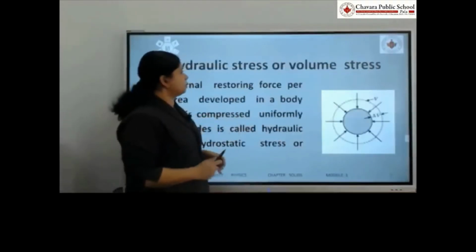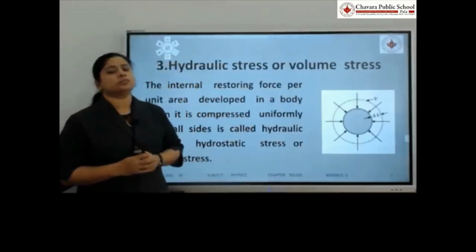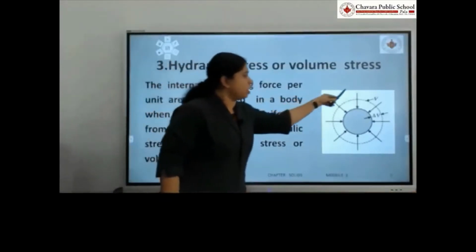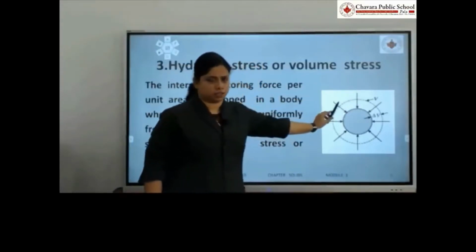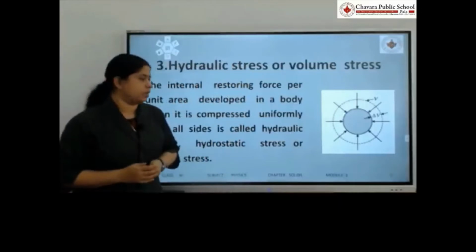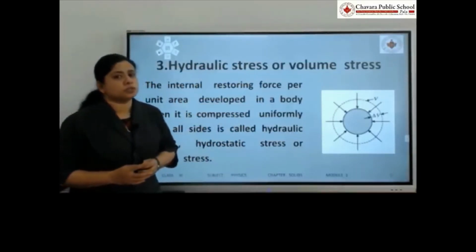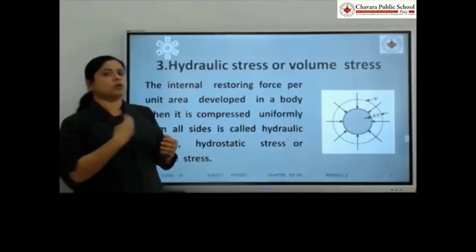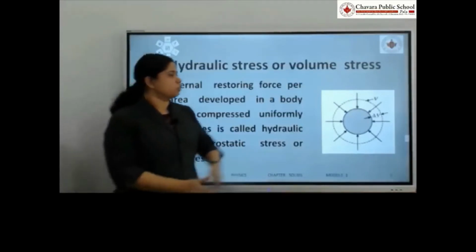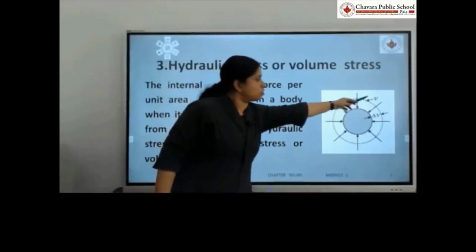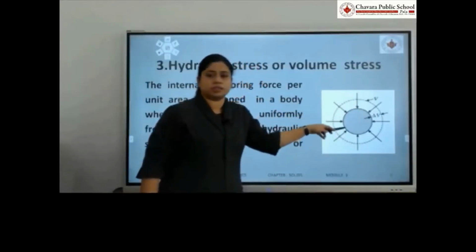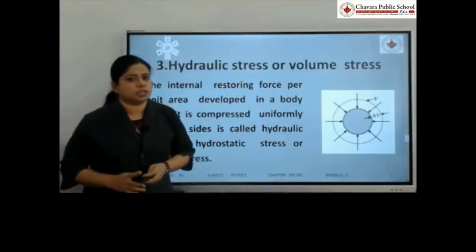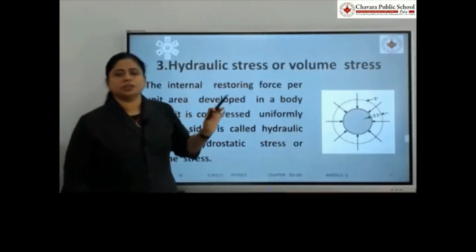And the third one is hydraulic or volume stress. In hydraulic or volume stress, we apply force equally from all directions. If we apply force equally from all directions, then the internal force developed per unit area is called volume stress. By the application of force equally from all directions, its volume changes. It is a change in volume, delta V, original volume V. By the application of force from all directions, the change in volume takes place. In this case, the internal force developed per unit area is called hydraulic stress or volume stress.